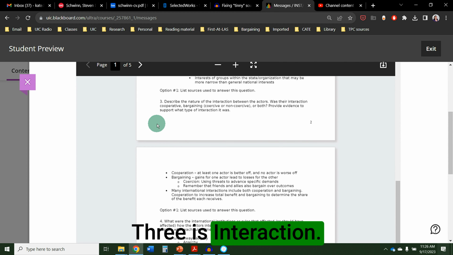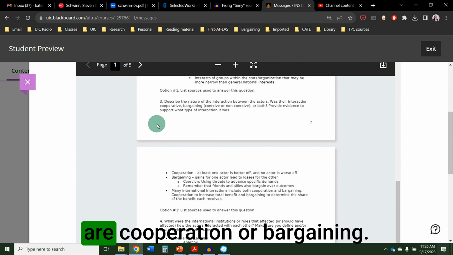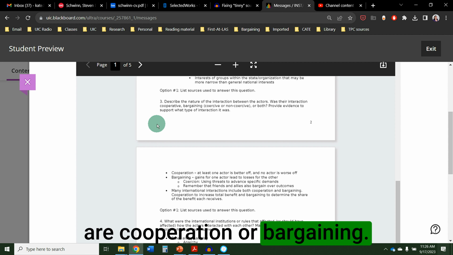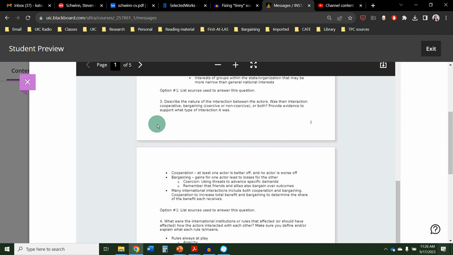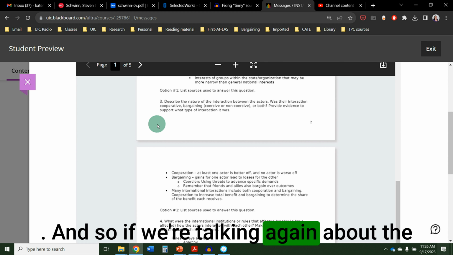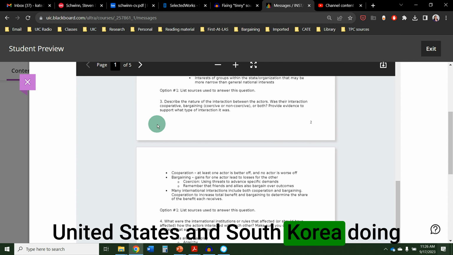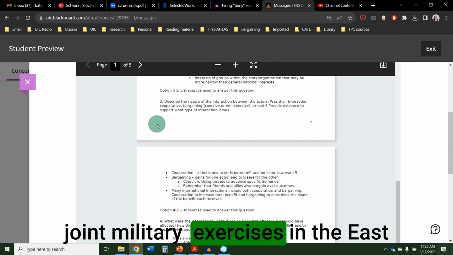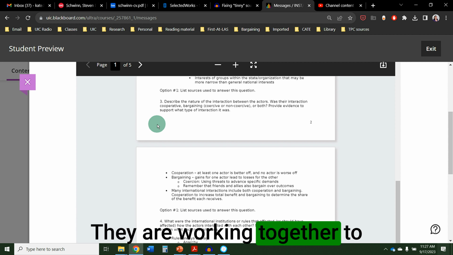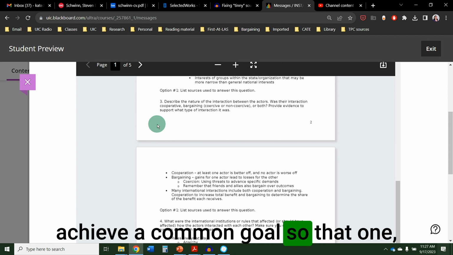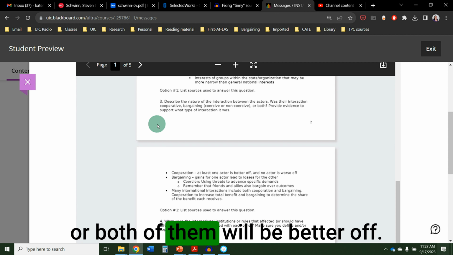3 is interaction. And remember, our options are cooperation or bargaining. And bargaining can either be coercive or non-coercive. And so if we're talking again about the United States and South Korea doing joint military exercises in the East China Sea, that is cooperative, right? They are working together to achieve a common goal so that one or both of them will be better off.